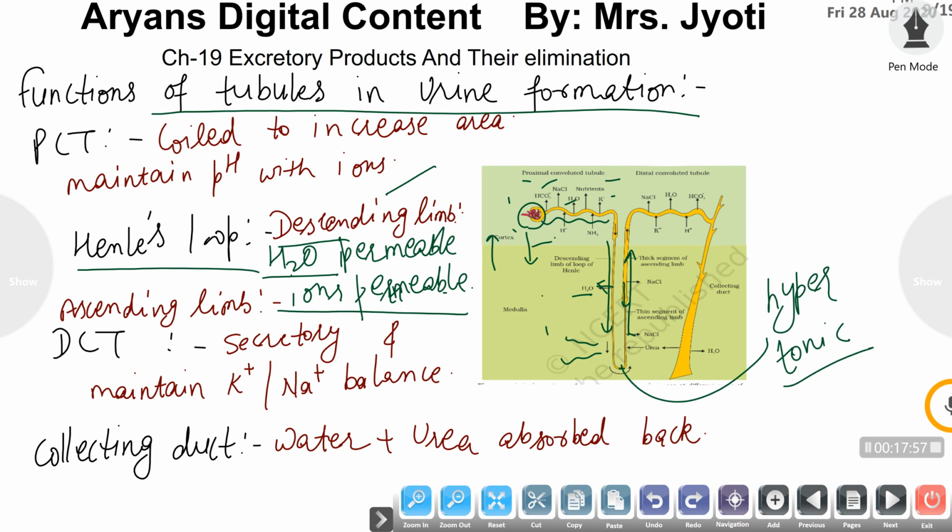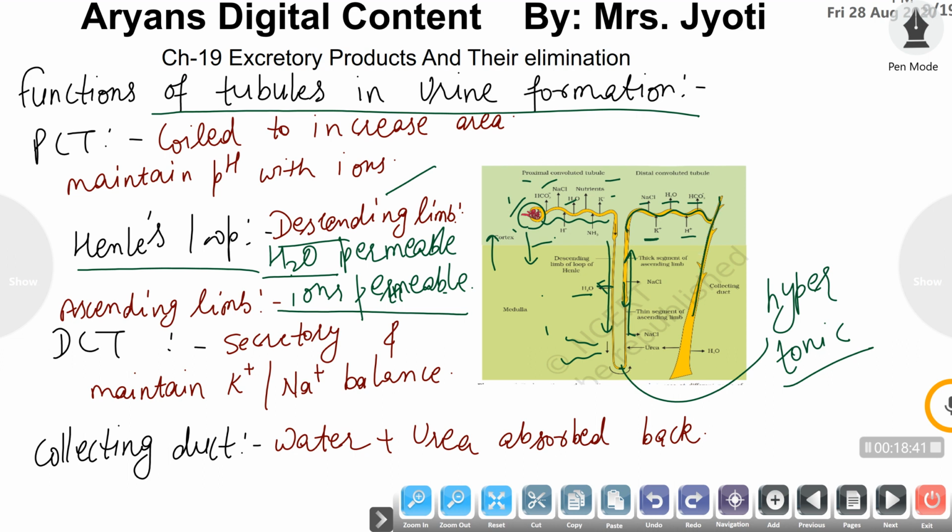After that, the filtrate enters the distal convoluted tubule, which is again the coiled part of the tubule placed distantly from the Bowman's capsule. This DCT also increases the surface area for absorption. In the DCT, ions like sodium, potassium and hydrogen are secreted, and this makes possible the maximum absorption of sodium ions, chloride ions, carbonate ions and water from the DCT, and the DCT releases the filtrate into the collecting duct.